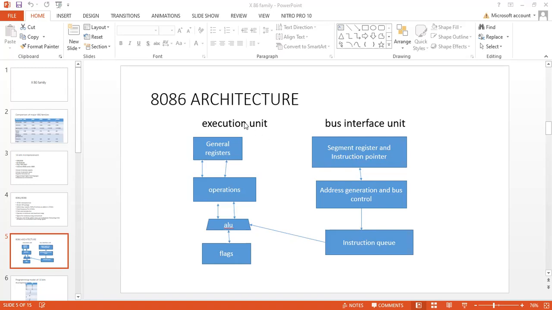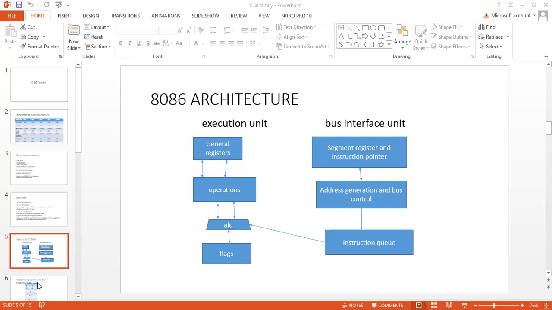The execution unit consists of the flag register, right? So it has 16-bit flags, out of which there are 9 flags. Then you have the general purpose registers, AX, BX, CX, and DX, okay? They are used for the temporary storage of the data. And then you have the stack pointer also in this, which will point to the top of the stack.